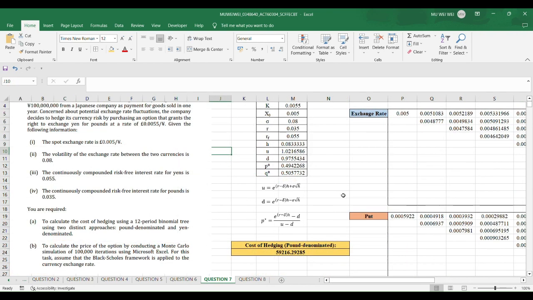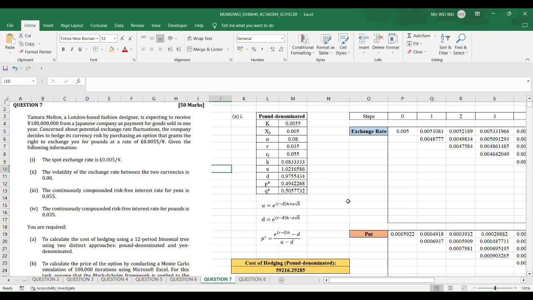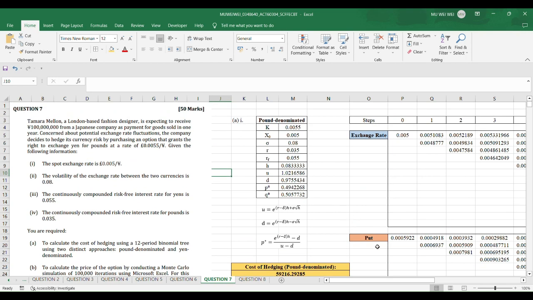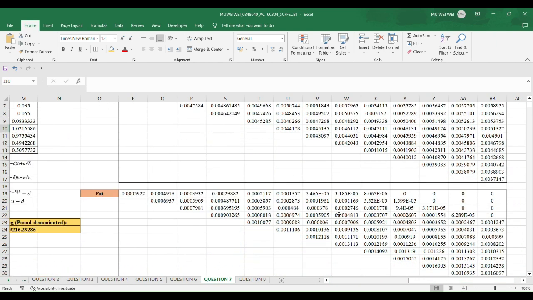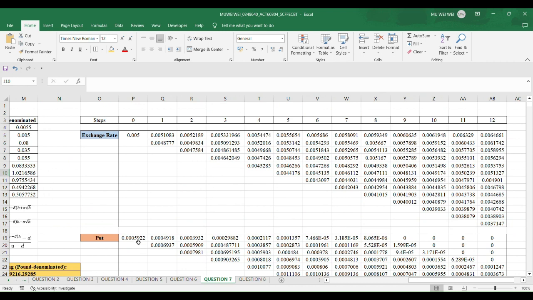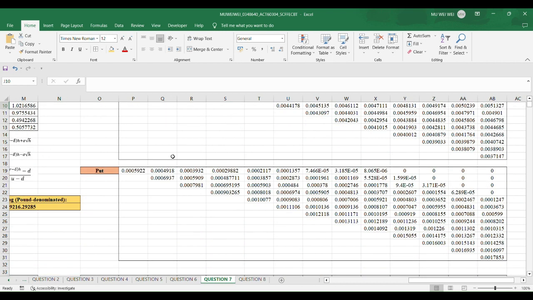Afterwards, we construct a 12-period binomial tree for a put option. So why are we using a put option? Because for pound denominated, we can think of selling the yen to receive pound. So selling is a put option. And for this binomial tree, instead of starting from the front, we start at the back because we want to get this value right here.